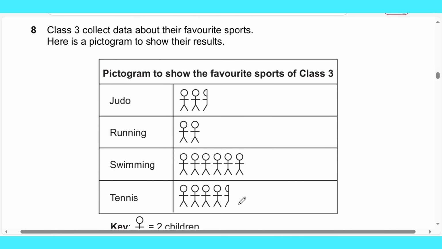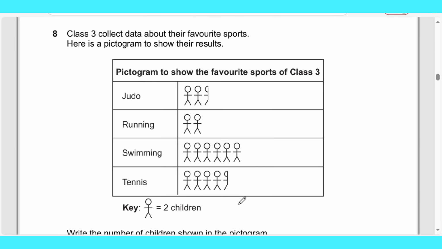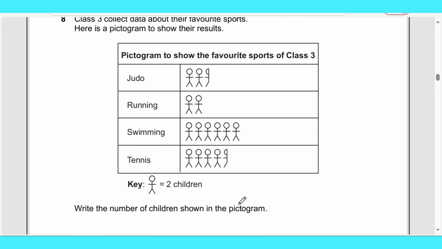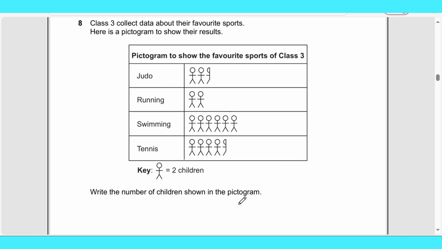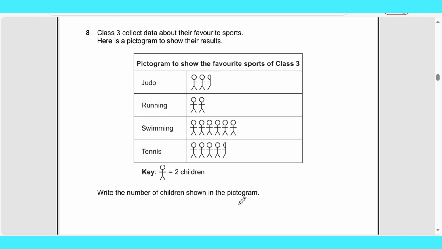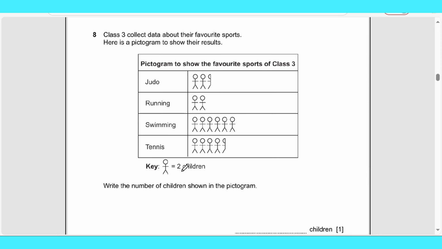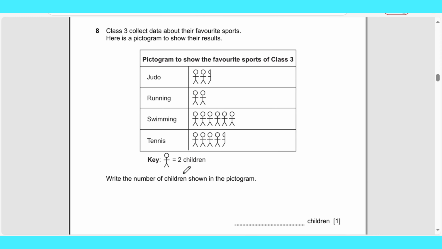Number 8. Class 3 collected data about their favorite sports. Here's a pictogram to show the result. Here we're going to show the favorite sport of class 3: judo, running, swimming, tennis. The key is one symbol is for 2 children. Write the number of children shown in the pictogram. You may pause this video if you need some more time, guys, because it takes time to count this.